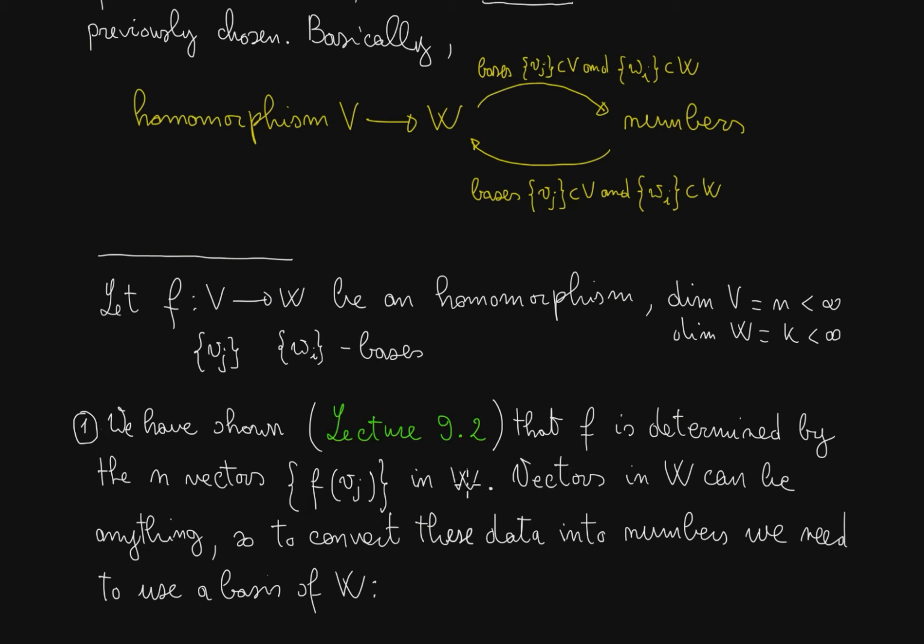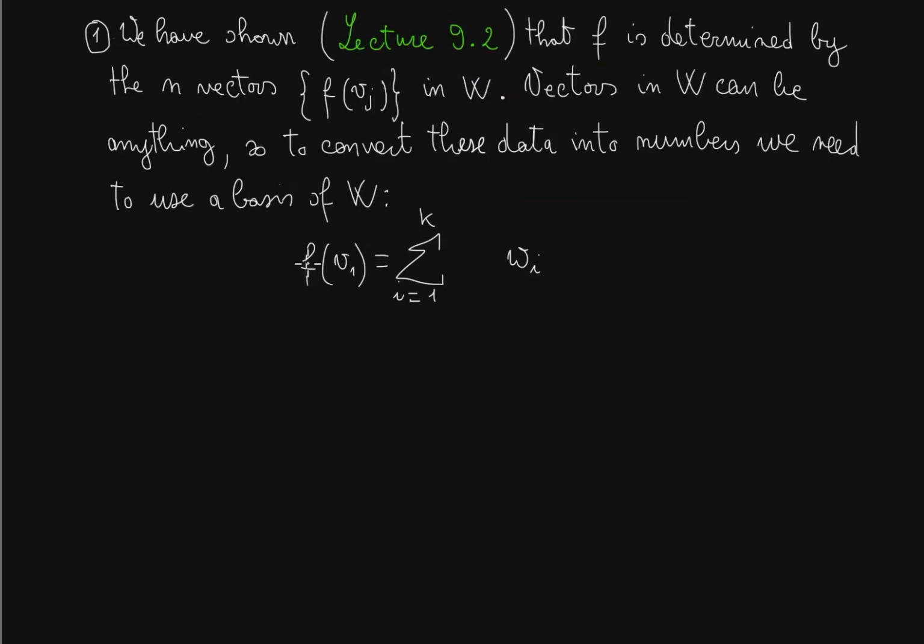What is the conversion? I take any vector in a vector space, I express it in terms of a chosen basis, and since this is a basis, I will get a unique linear combination to express this vector in terms of the basis. The coefficients of this linear combination will certainly be numbers. The elements of the vector space can be anything, but the coefficients of the linear combination will certainly be numbers. So we can see the basis in W as a way to convert information of the elements of the vector space into numbers. So let's take the image of the first vector of the basis of V, f(V_1).